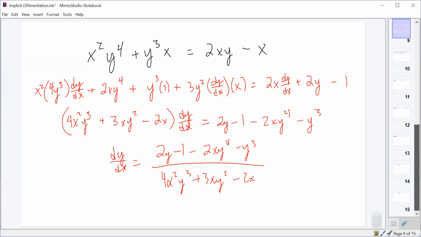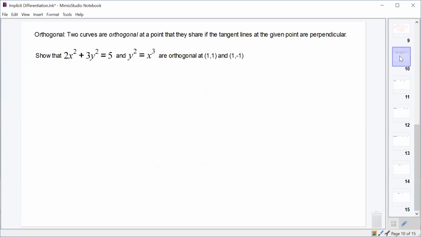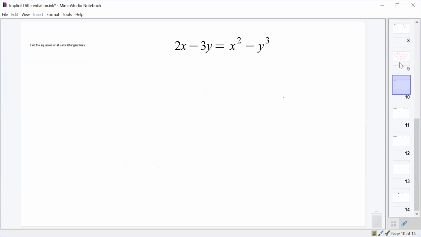All right, so let's move forward and do a little bit more of this. We're going to actually skip this. That's not necessary. Let's see if we can find all of the vertical tangent lines for 2x minus 3y equals x squared minus y cubed. So to find vertical tangent lines, that means we need to find places where the derivative is what?